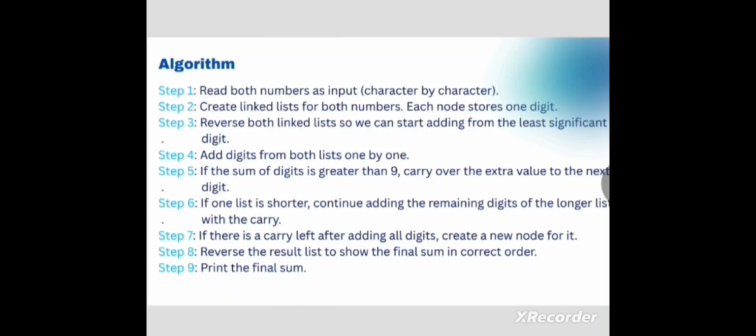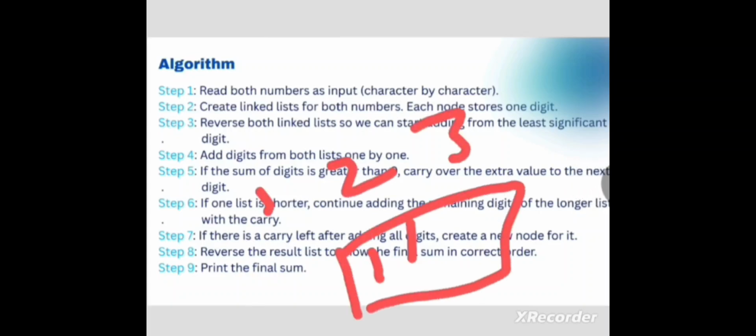In step 1, read both numbers as input, that is character by character. Since each digit needs to be processed individually, you cannot read large numbers as a whole integer if it is too long. In step 2, create a linked list for both numbers. Each node stores one digit. For example, if we take the number 1, 2 and 3, in the linked list it will be stored individually, that is 1, 2 and 3.